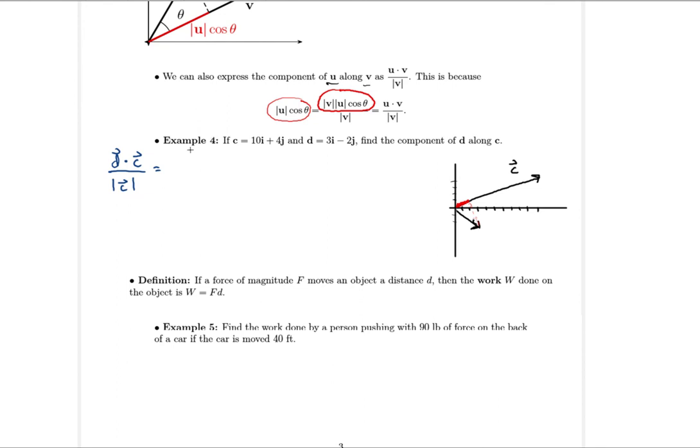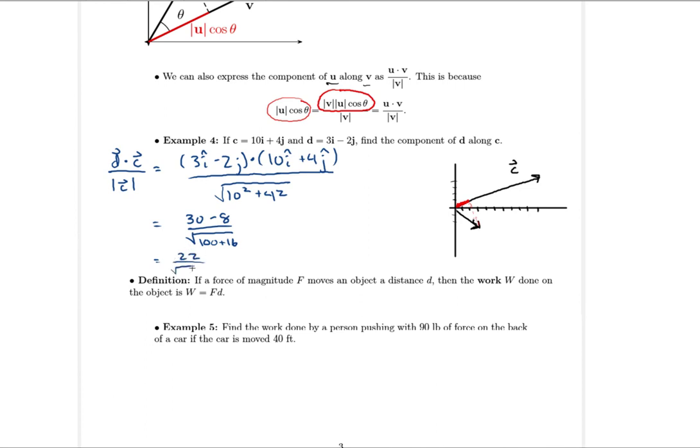All right, so we've got 10I plus 4J. Oh, I guess that's my C. I'll write that second just to be more clear about it. So 3I minus 2J dotted with 10I plus 4J, and I'm dividing that by the magnitude of C. So that's the square root of 10 squared plus 4 squared. So we get 30 minus 8 over the square root of 100 plus 16, which is equal to 22 divided by the square root of 116.